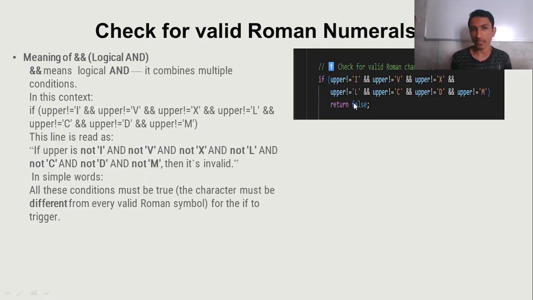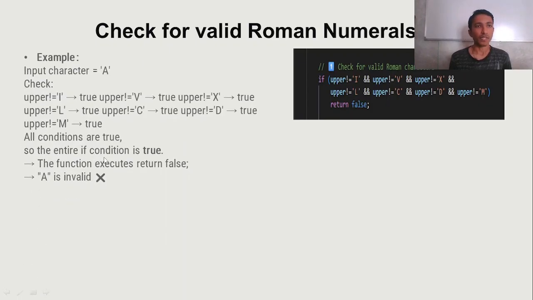Meaning of &&: this double and is a logical AND. We have also discussed it earlier; it combines multiple conditions. In this context, the line under the if is read as: if upper is not I and not V, and not M, then it is invalid. In simple words, all these conditions must be true. The character must be different from every valid Roman symbol for the if to trigger. Example, input character equal to A.